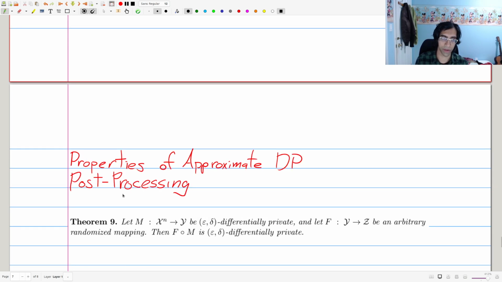The first one is a very useful one known as post-processing, saying that essentially if you do any algorithm to something which is differentially private, it stays differentially private. Before we had, something that's pure epsilon DP will be epsilon DP after. Well, fortunately, it's essentially the same thing here. If it's epsilon, delta DP before, then it'll be epsilon, delta DP after. So nothing is lost there. Post-processing is very convenient. No worse.